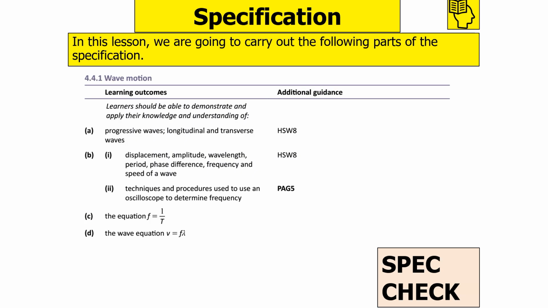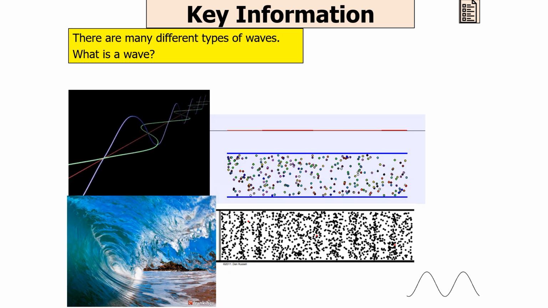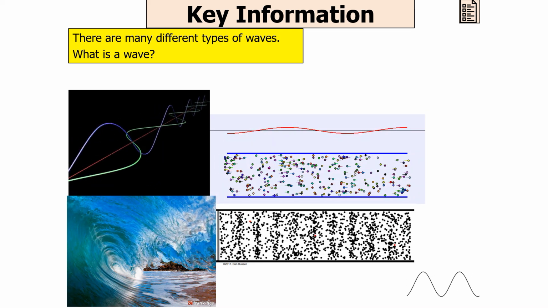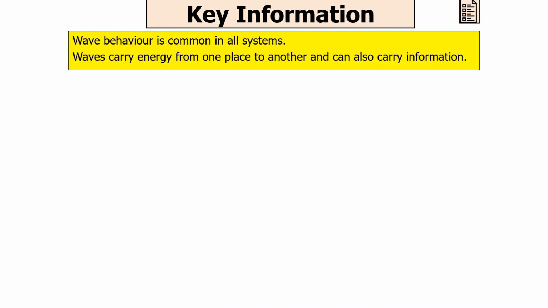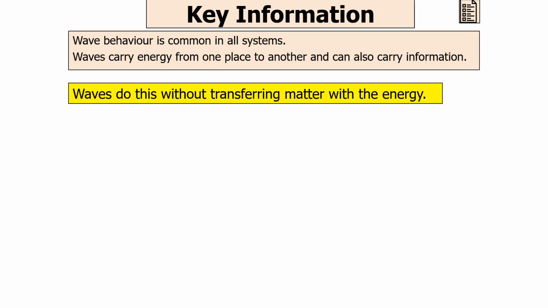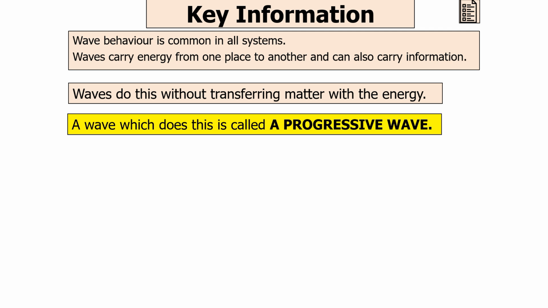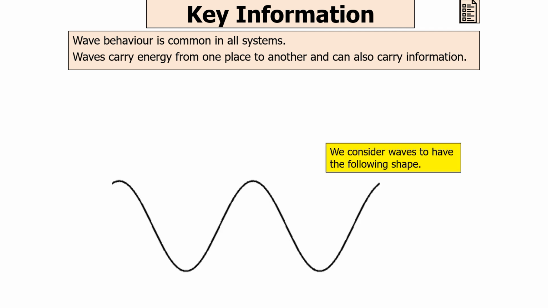4.4.1 Wave motion. Now there are many different types of waves, but what is a wave? Wave behaviour is common in all systems, and waves carry energy from one place to another and can also carry information. Waves do this without transferring matter with the energy, so a wave which does this is called a progressive wave. So we can consider waves to have the following shape.